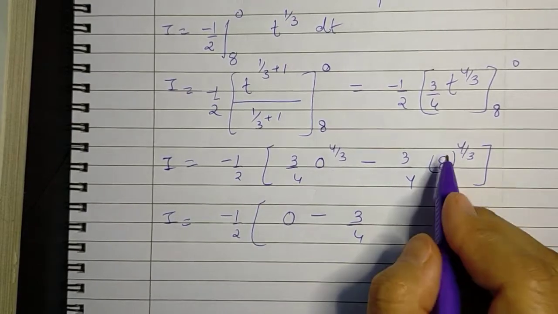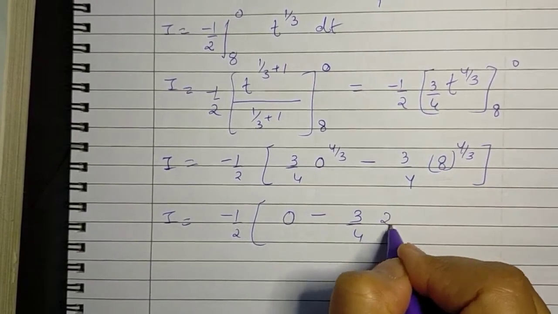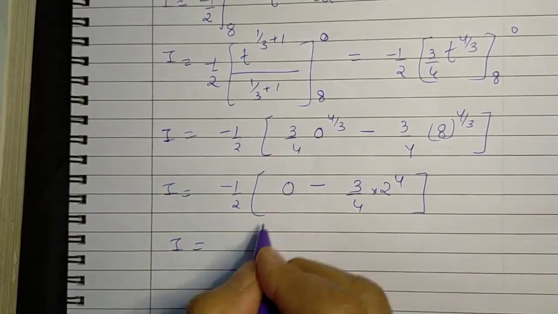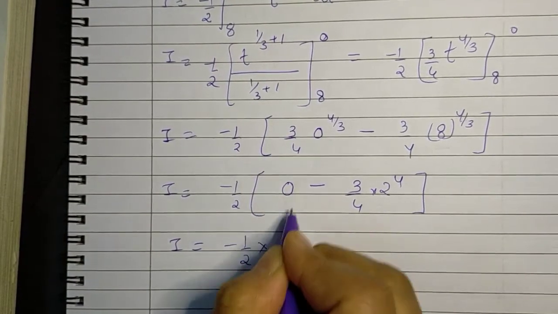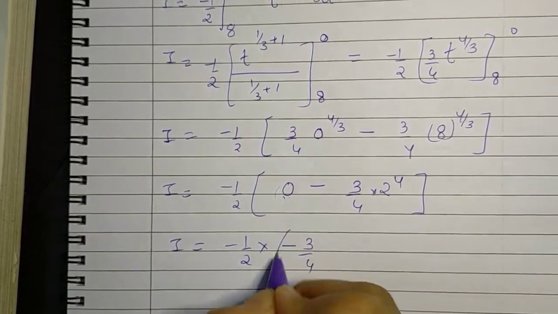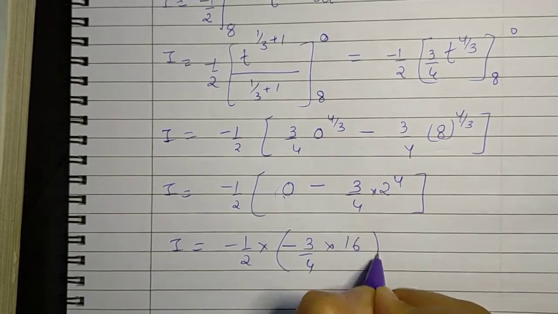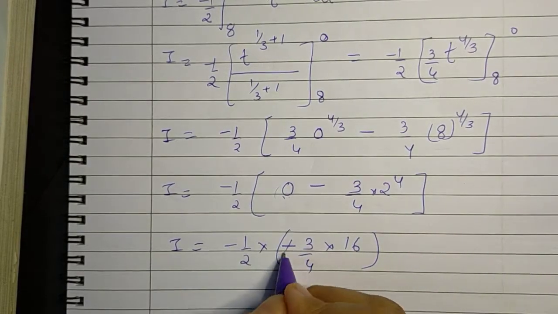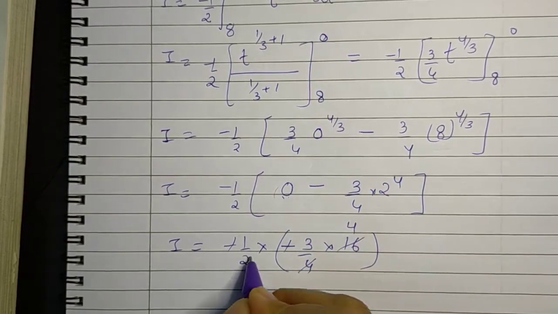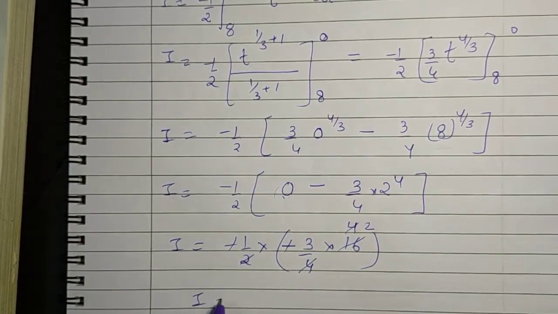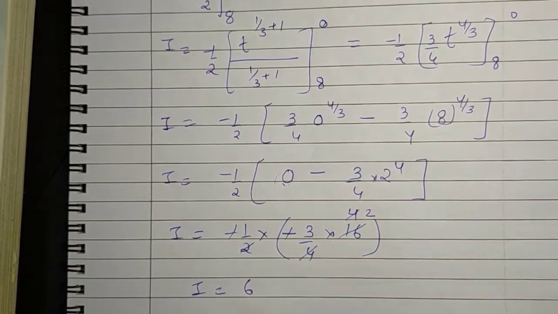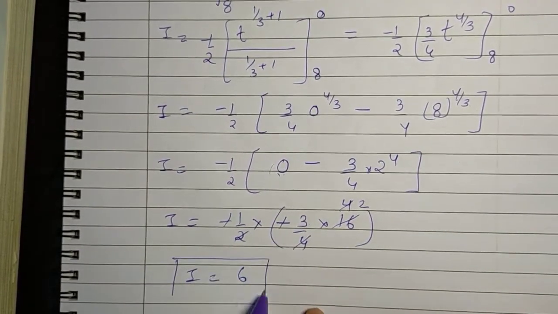8 raised to the power 4 by 3: first we find the cube root of 8, that is 2, so 2 raised to the power of 4, and I becomes equal to minus half into, this vanishes, minus of 3 by 4 into 16. Minus of minus gets cancelled, this goes 4 times, this goes 2 times, and so ultimately we get 3 into 2, which is 6, and 6 is the answer.